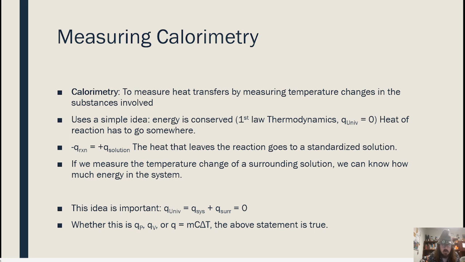Now this is true regardless of how you measure in the system or surroundings. Whether we're looking at the QP, which is the heat at a constant pressure, QV, the heat at a constant volume, or just a Q calculated via calorimetry. One of these will always be calculated via calorimetry, but the other might be a QP or QV. And the idea is that these are still all interrelated.